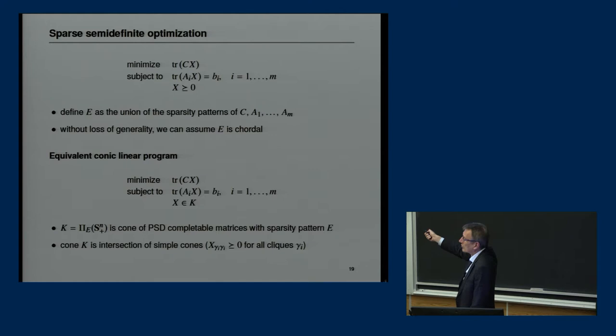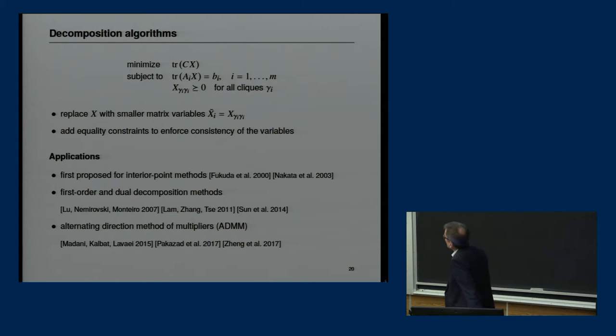And then this clique decomposition result allows us to replace this constraint that X has a positive semidefinite completion by a set of smaller matrix inequality constraints. So that's been used in several algorithms. Actually, it's been used in interior point methods and the early papers on exploiting sparsity in semidefinite programming. So in this formulation, you reformulate the problem in this form. You have these inequalities that are smaller, but they involve overlapping blocks in X.